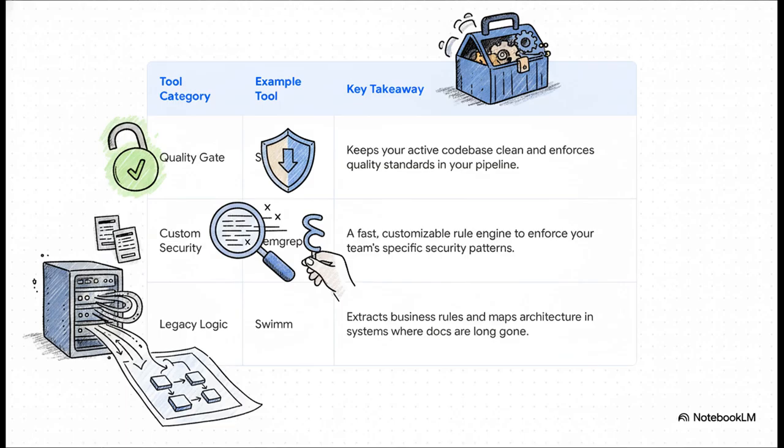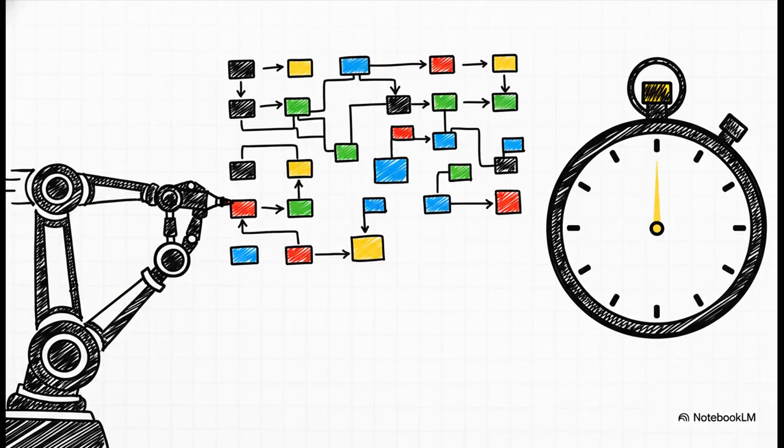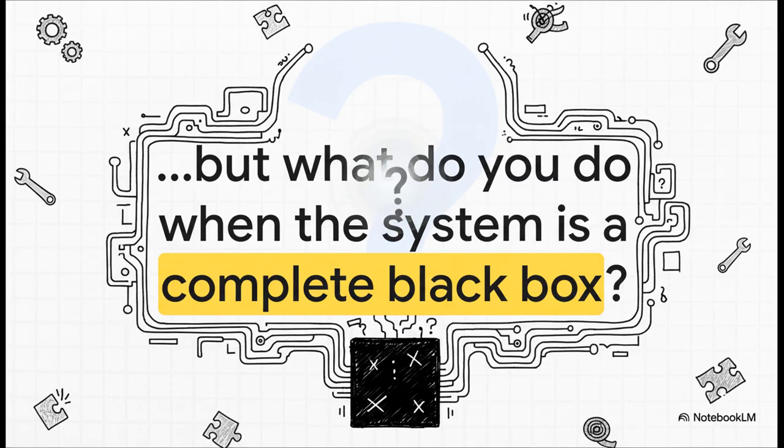And for the really old, gnarly stuff, there are tools like Swim that are built to go in and excavate business rules that have been buried for decades. These tools are frankly a lifesaver. They give you an incredible head start. They can map out all the dependencies, flag potential bugs, and just give you that high-level bird's-eye view of the landscape in a tiny fraction of the time it would take a person. But there's always a but, isn't there?